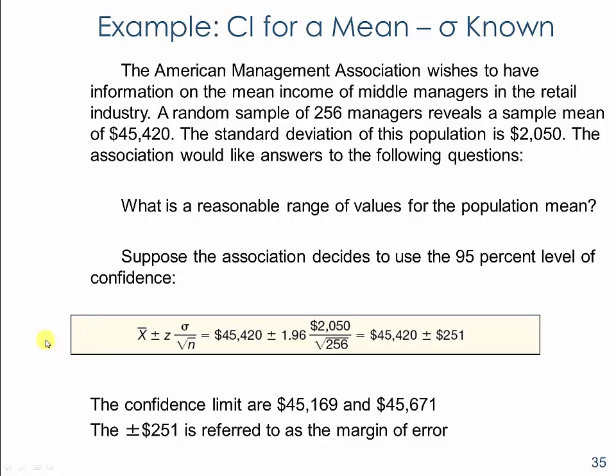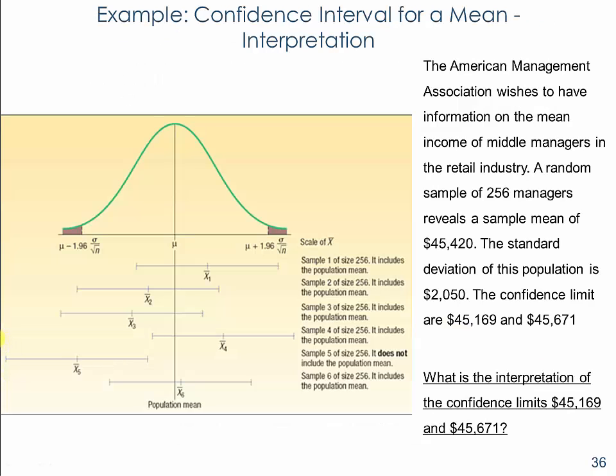And what does all that mean? Well, if we were to select many samples of 256 managers and construct a 95% confidence interval for each sample, we could expect about 95% of those confidence intervals to contain the population mean. Now, if we selected every possible sample combination of 256 managers and constructed a 95% confidence interval, we could expect that exactly 95% of these confidence intervals would contain the population mean, and 5% of them would not.